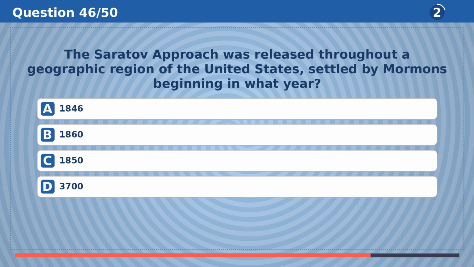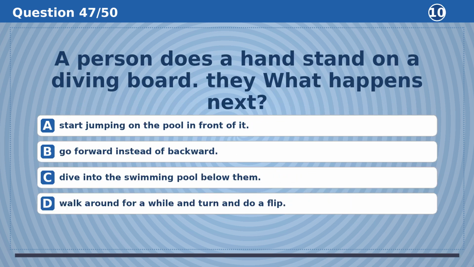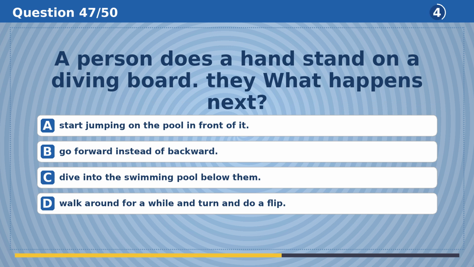The Saratov approach was released throughout a geographic region of the United States, settled by Mormons beginning in what year? The answer is C, 1850.